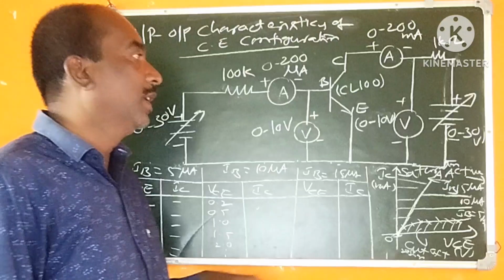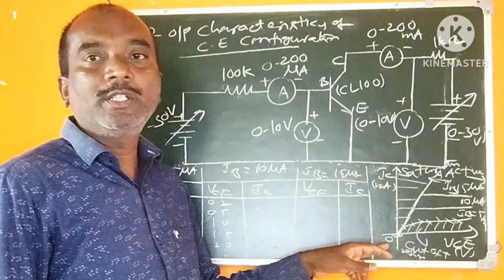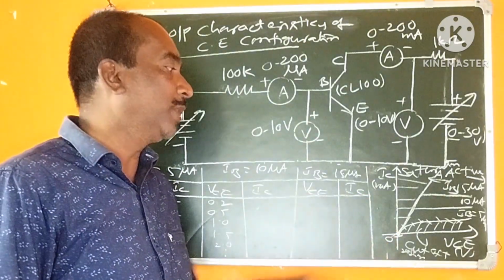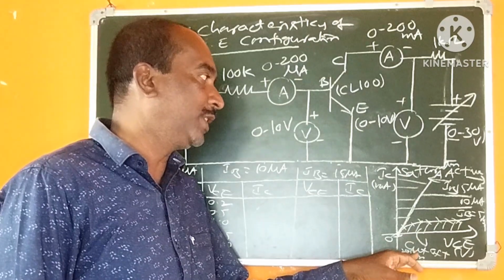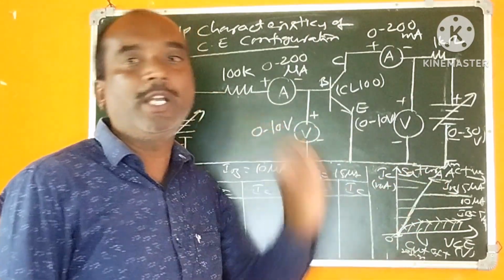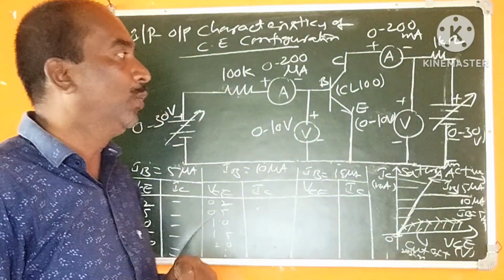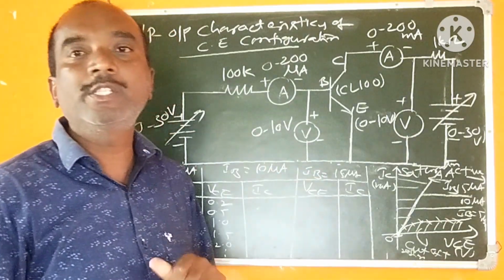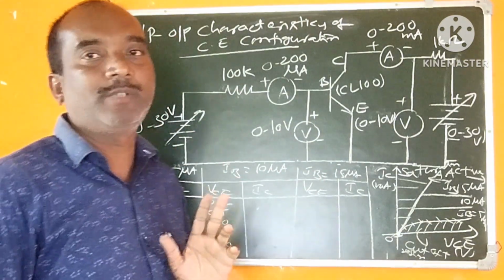Therefore, we can say that in the CE configuration output characteristics, we can observe three regions: the cutoff region, the saturation region, and the active region. So this is the way to determine the input and output characteristics of the CE configuration.